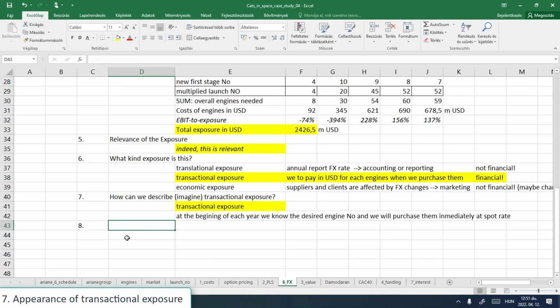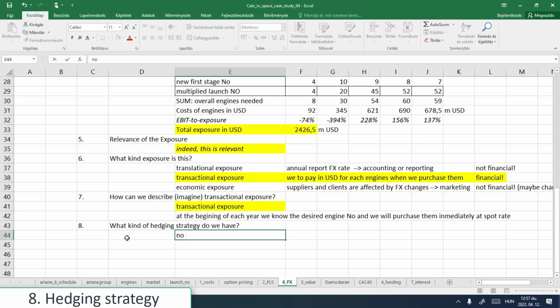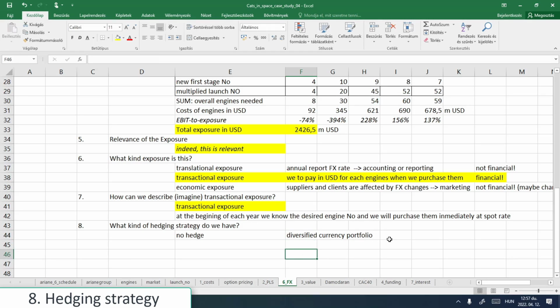Finally, we have the final step. What kind of hedging strategy can we select? First of all, I mentioned so many things, but first is the diversified currency portfolio. Can we have this? No, because we have only two currencies.